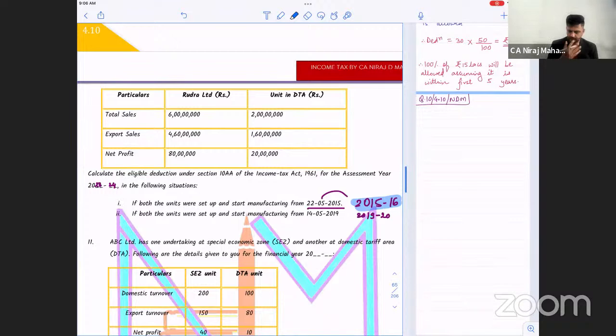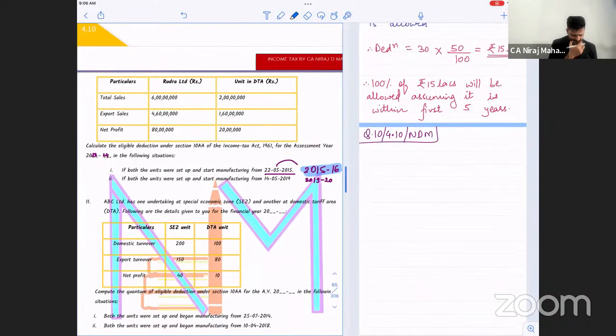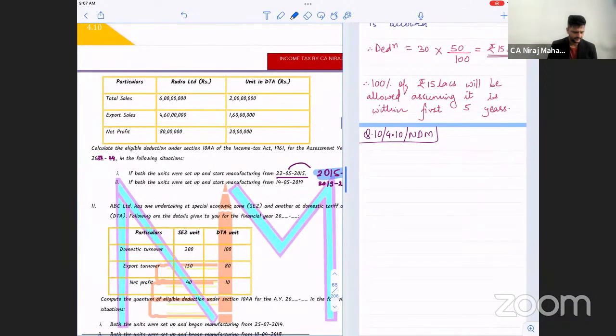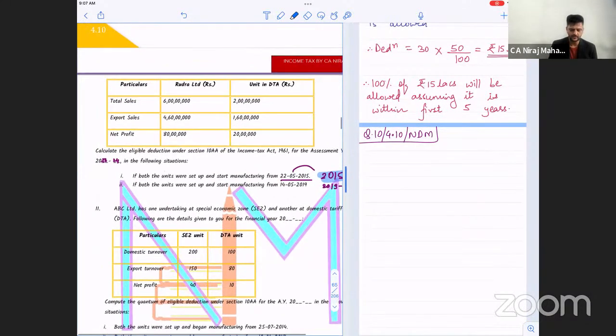I don't think anybody's answer was correct. I got different answers. But fine, no problem. 3 lakh, 5 lakh, some rough figures I got. Or whatever. It was crores, I think. Whatever. Let's go ahead.